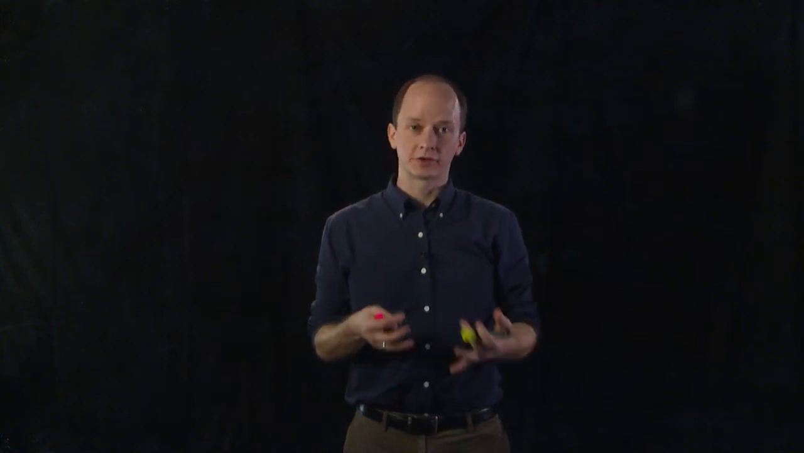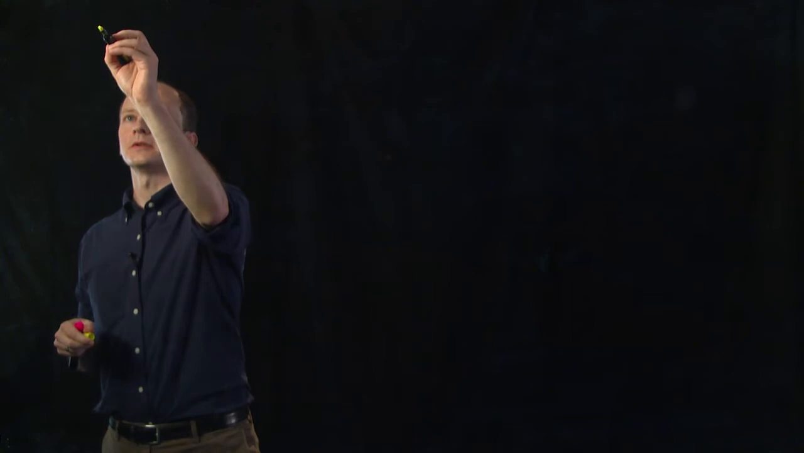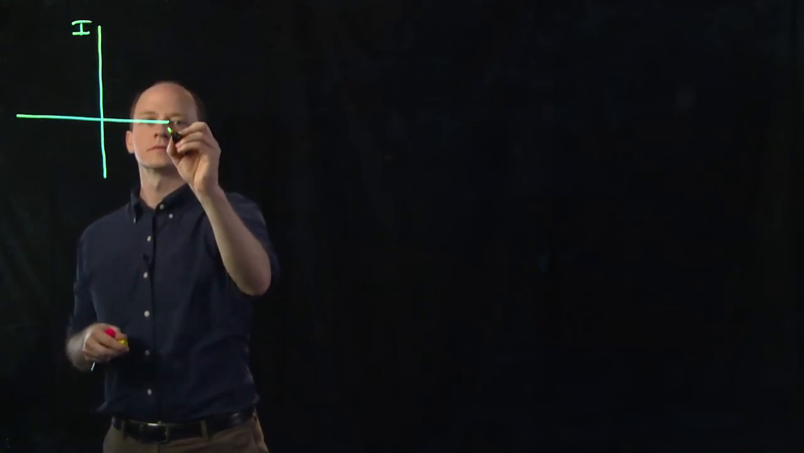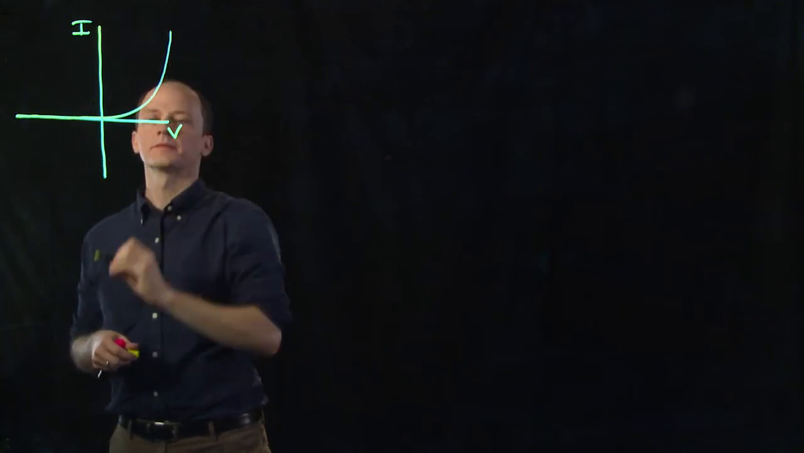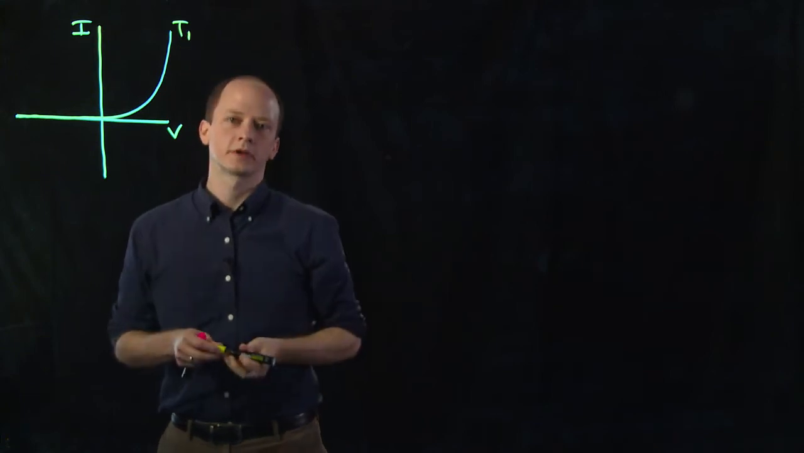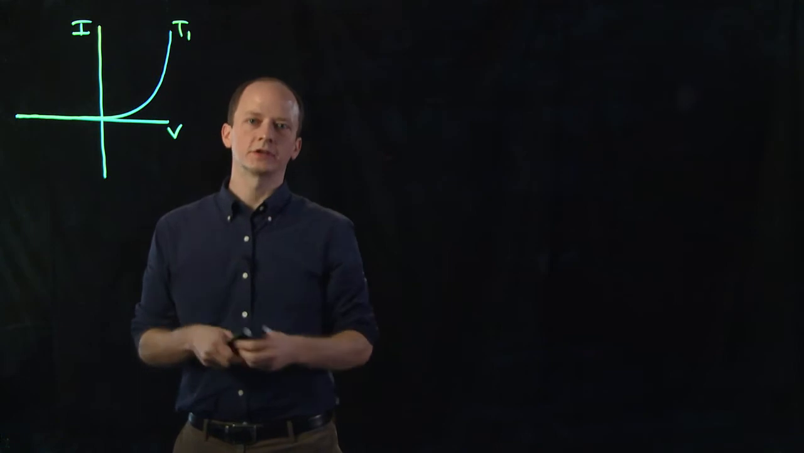So we're going to talk about the temperature dependence of diodes. Recall your relationship between current and voltage for a diode. As we said before, it was an exponential. Okay? This property is true for some temperature, T1. As we change the temperature, let's say we increase it, this property is going to change.